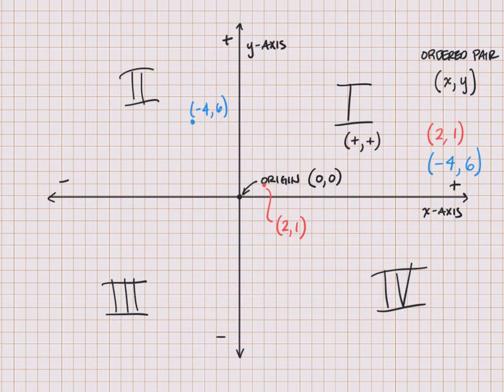Quadrant 2 is always going to have a negative x value and a positive y value. You start at the origin, go in the negative x direction, and then go in the positive y direction, and that'll get you up here into quadrant 2. Quadrant 3 is always a negative x value and a negative y value, and quadrant 4 will always be a positive x value and a negative y value. So those are our sign patterns for the different quadrants.